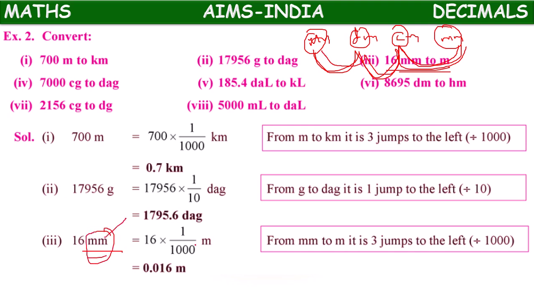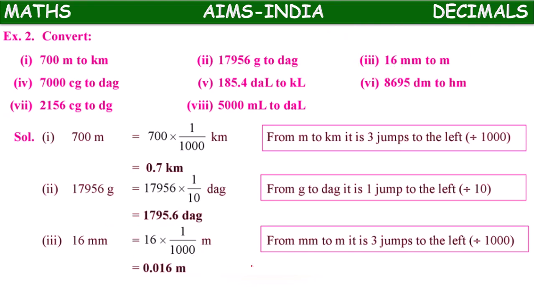Millimeter can be written as meter if we place the value 1 by 1000. 1 by 1000 means from right to left, after 3 decimals. 1, 2, there is no third decimal, so we can keep 0. After 3 decimals, we have to keep the point. Before the point there is nothing, so we can keep 0. So 0.016 meter.